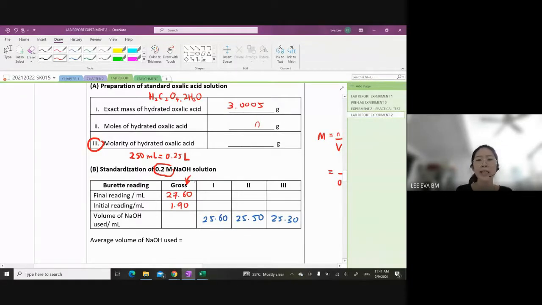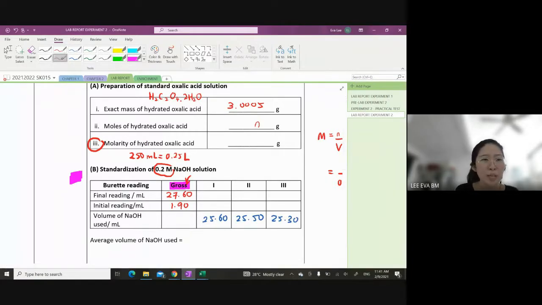For the gross titration, maybe for beginners, you won't be able to get exactly pale pink. You will get an intense pink color like this. This pink color is not what we want. We want the palest, almost colorless. That is the precise result. But for the gross, usually students will get a result like this. So that is not what we want. For the gross, we just do trial and error, to see how much volume we actually need to use.